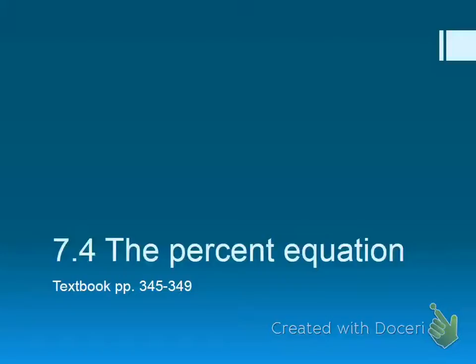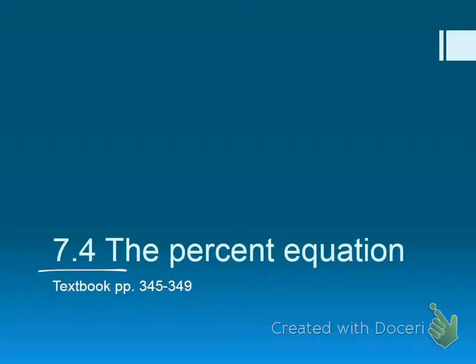Okay, so today we're in section 7.4, the percent equation. You're going to notice that this section is very similar to 7.2, the percent proportion. Do you guys remember the proportion? Can you say it with me? Is over of equals P over 100. Or we could say it A over B equals P over 100. And we use that proportion to solve percent problems.